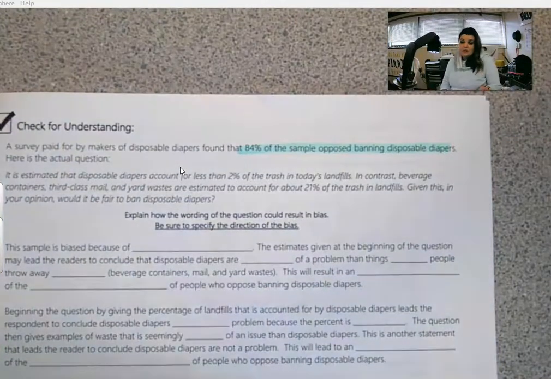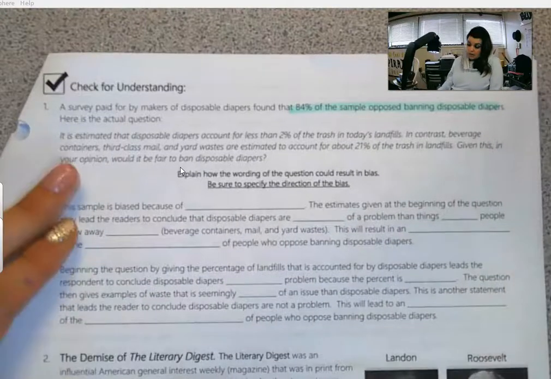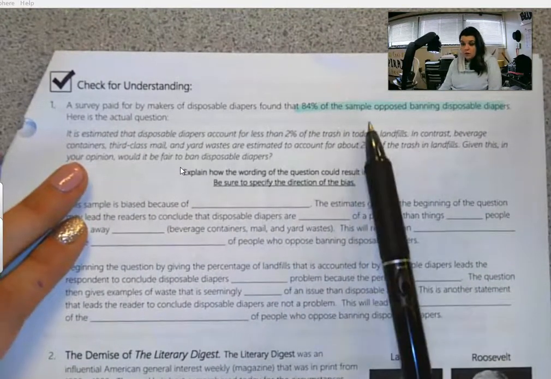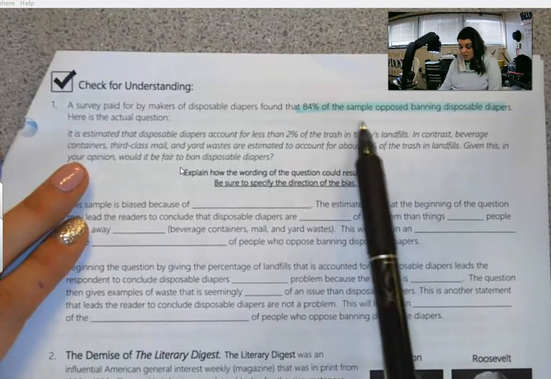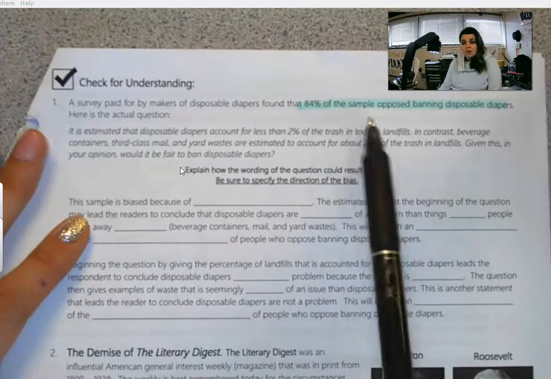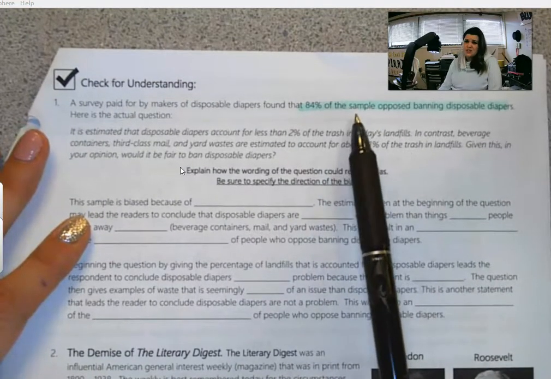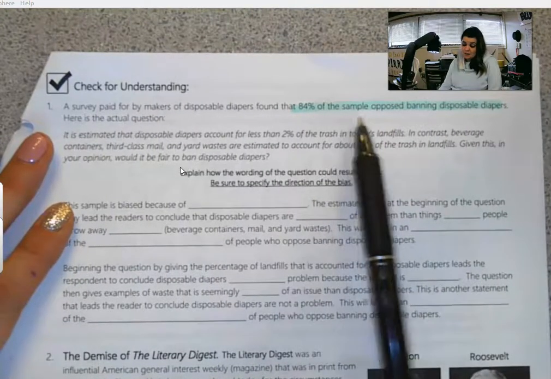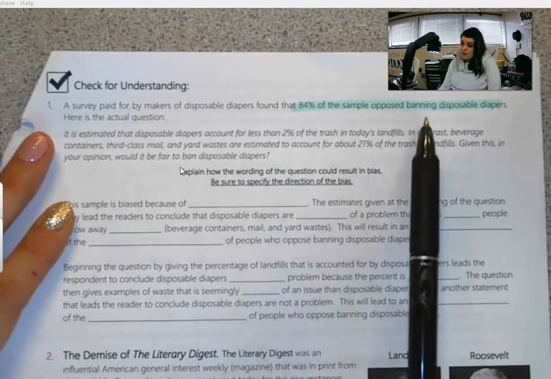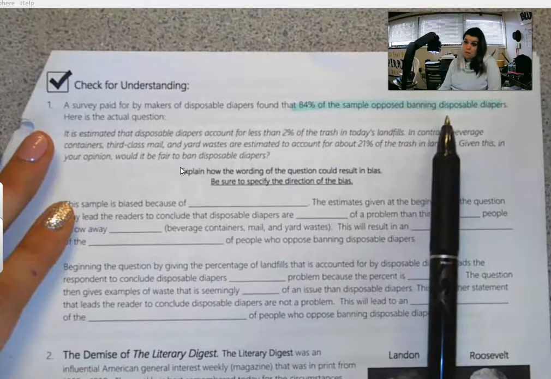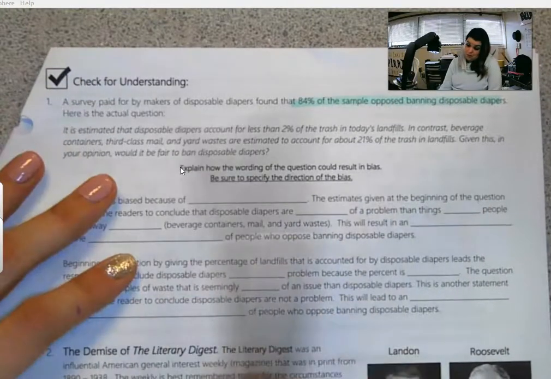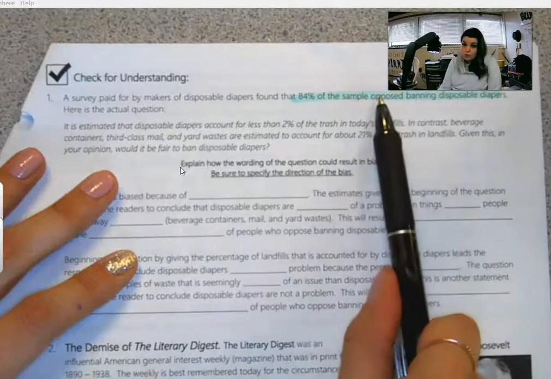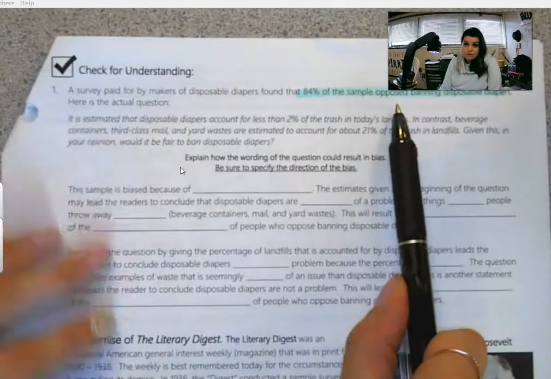Well, I definitely would not ban disposable diapers because I don't want to be changing a cloth diaper. I don't want to put poopy cloths in my washing machine. I don't want to dump poopies into the toilet from the cloth diaper. So I think that I would oppose banning the disposable diapers, but I'm just saying. So 84% said that they oppose banning the diapers.